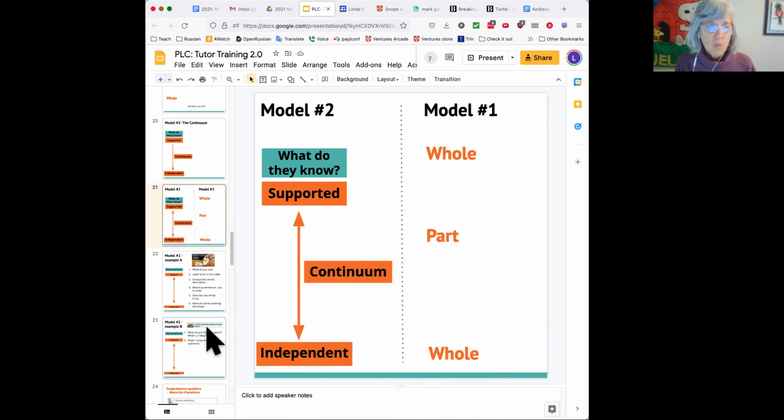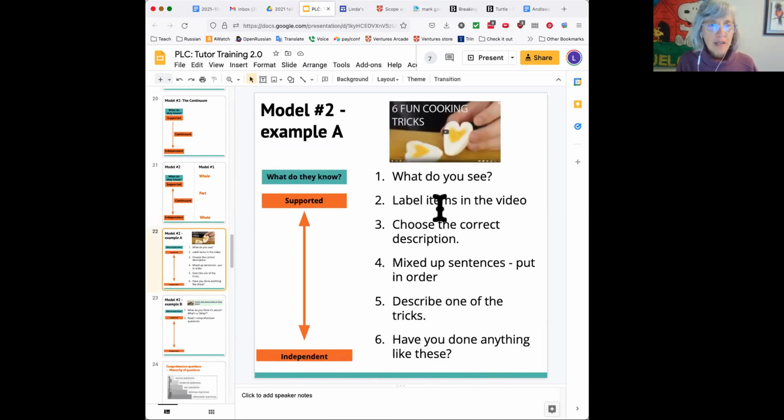Okay. All right, so to get more specific, here's our cooking tricks. We're going to watch the video. First, I'm going to ask a very open-ended question. This is different at the beginning of a term or when you've just met a new student than once you know the student very well. Once you know your students, you have a pretty good idea of what they're going to say, although they always can surprise us.